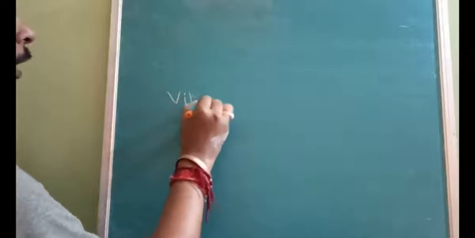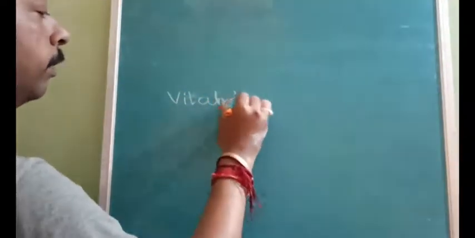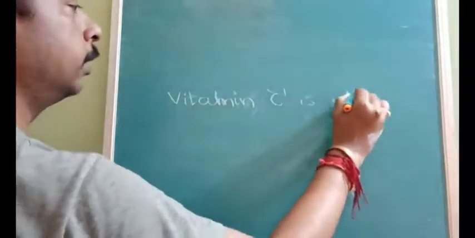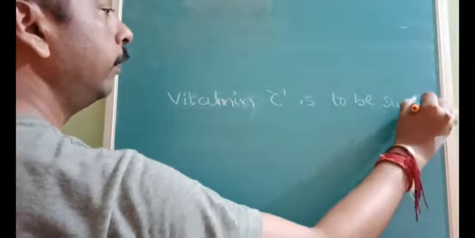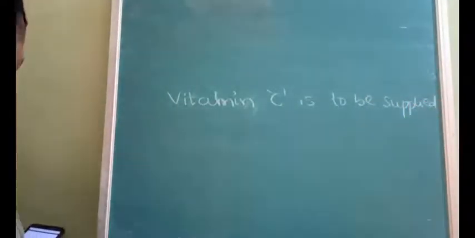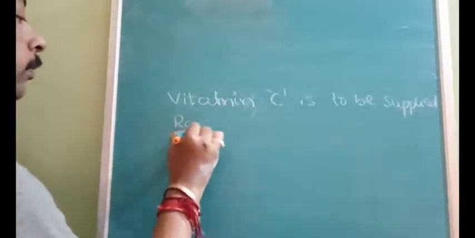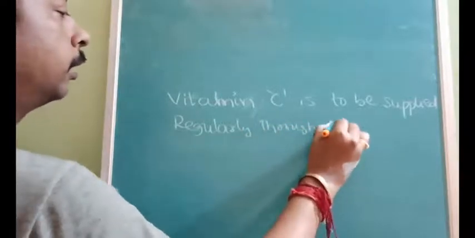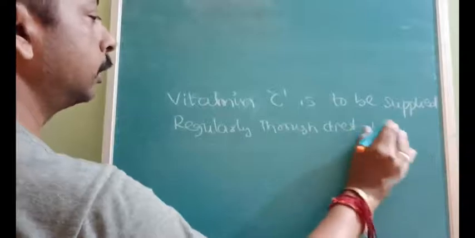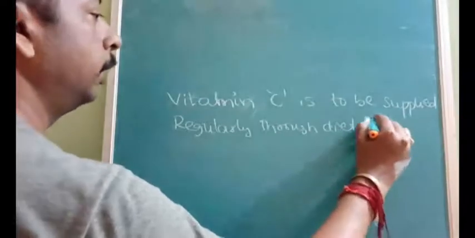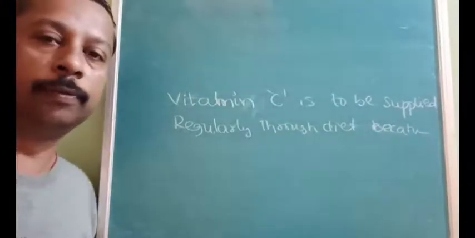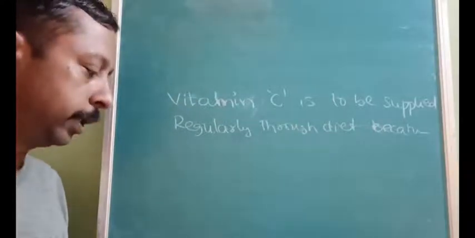And a very important question from the vitamins. Okay, people understand, but this is a question people get wrong. Vitamin C is to be supplied regularly through the diet. Instead of giving all the options, I will give the answer directly. Why should we give it regularly? It is not that once we take it, it will be useful for 1 month or 2 months, not like that. It should be supplied regularly.